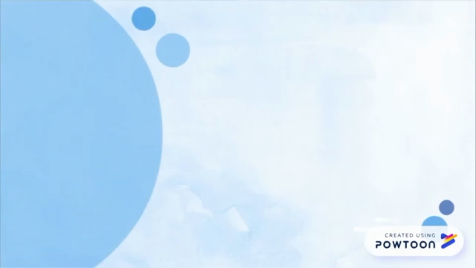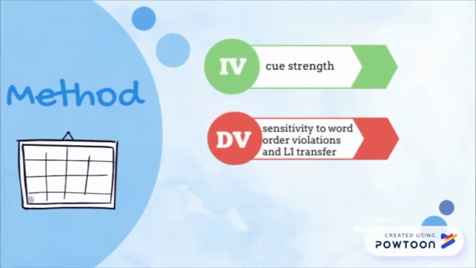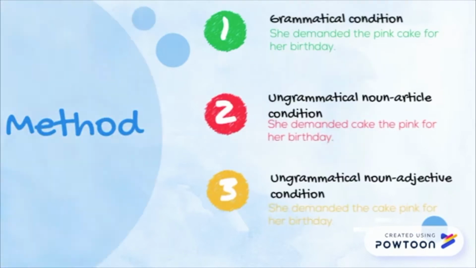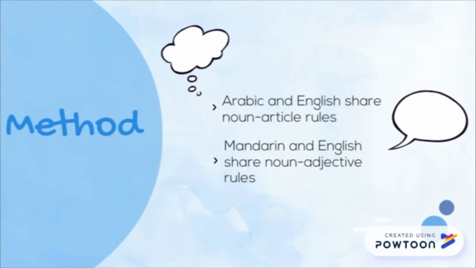The independent variable of this study is cue strength, and the dependent variable is sensitivity to word order violations and L1 transfer. The native languages of participants is a participant variable, which makes this a quasi-variable study. Participants with Arabic, Mandarin, and English as their L1 were chosen in order to compare how each language differs from the L1 to L2. Different languages have different rules.